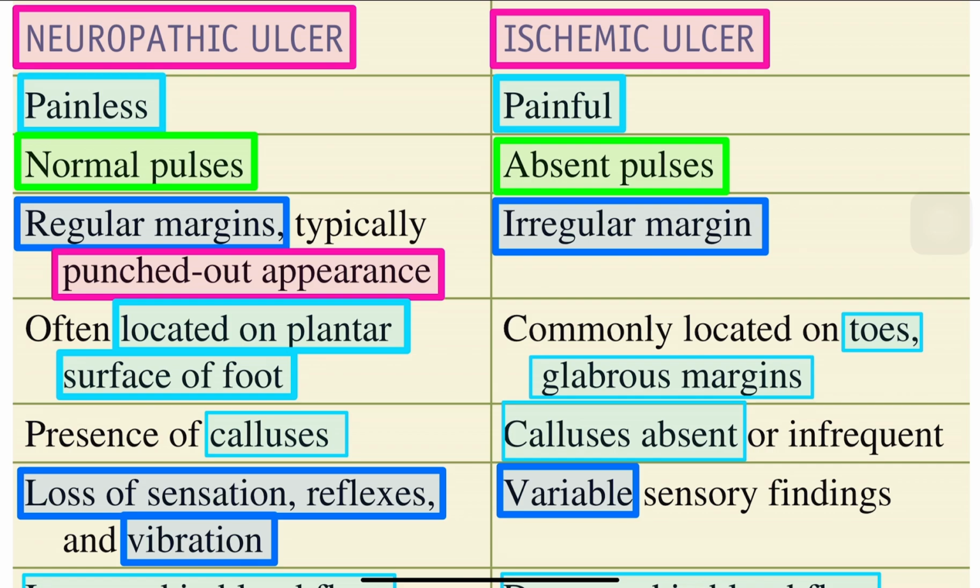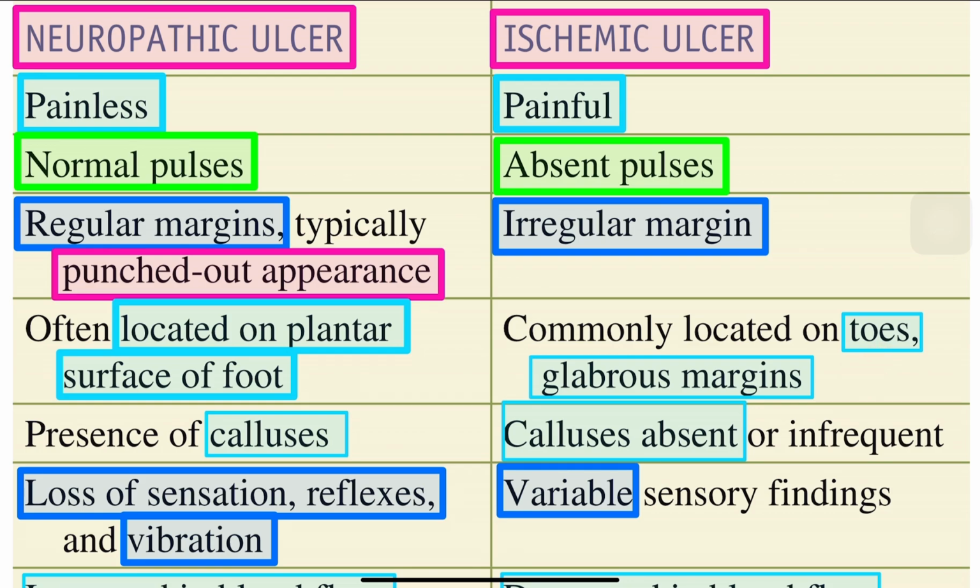Now come to the location. Neuropathic ulcer is located on the high pressure area where most of the body weight falls, so it's on the plantar surface of the foot, because of nerve compression. Ischemic ulcer is located on the farthest point of the body, which is most vulnerable to getting the least blood supply: toes and glabrous margin. The toes are important.